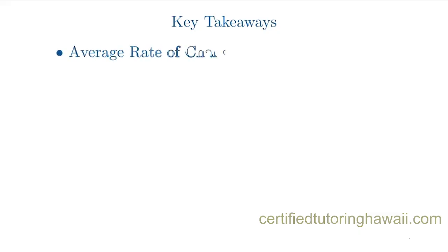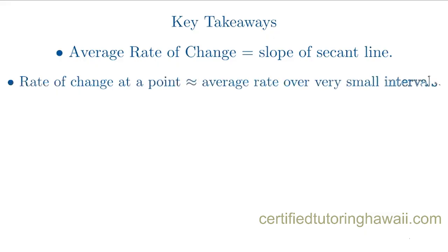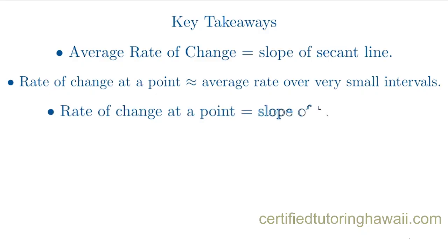Let's quickly recap the key takeaways from today's lesson. We started by learning that the average rate of change over an interval is represented geometrically by the slope of the secant line connecting 2 points on a function's graph. We then saw how the rate of change at a single point, also called the instantaneous rate of change, can be approximated by finding the average rate of change over very, very small intervals. Geometrically, this is the slope of the tangent line to the curve at that point.